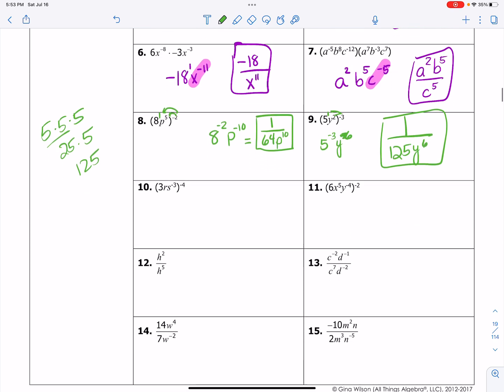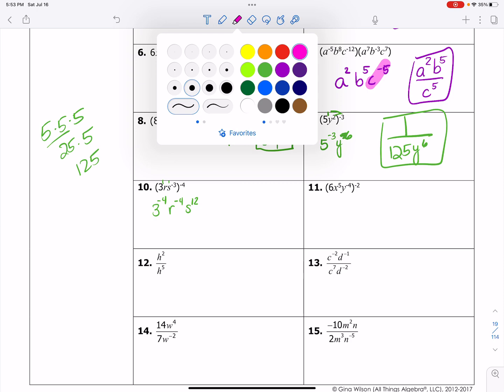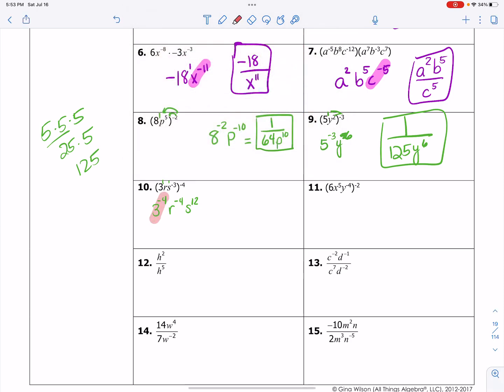Okay. So on 10, I'm going to put 1s on these. And I'm going to have 3 to the negative 4, r to the negative 4, s to the 12th. So the ones with the negative exponents are these ones. That pink is bad on that green. We'll make it a lighter pink. I said I'd use pink.